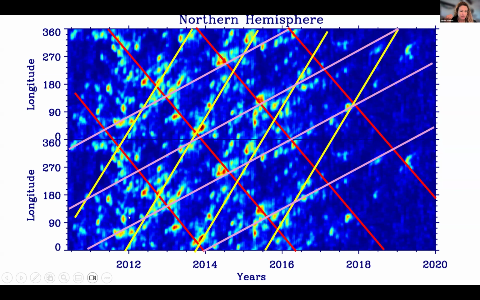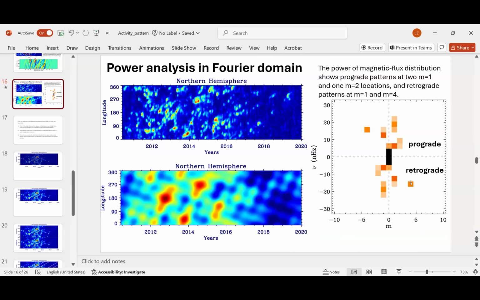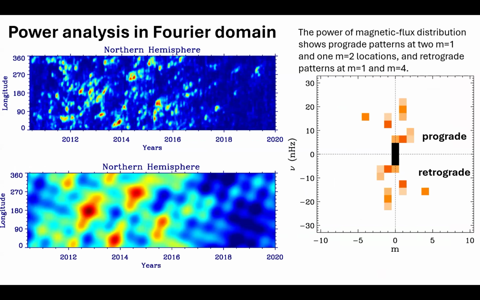But I'm asking you, how are you determining that there's an M=1 or an M=4? Is it visual? You say it's Fourier analysis. I'm asking how you see the M=1, M=4. Yeah. The Fourier analysis tells us there's M=4, but retrograde. But in this visual inspection, M=4 retrograde is not very clear.